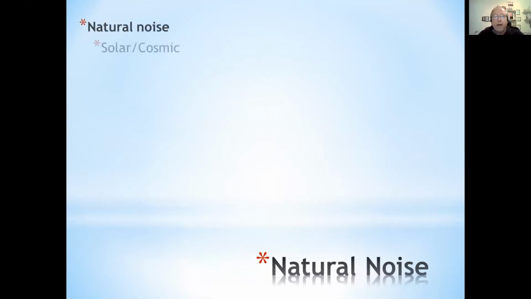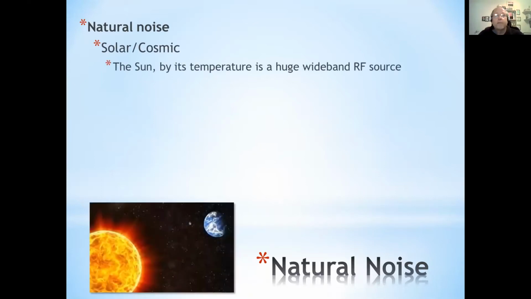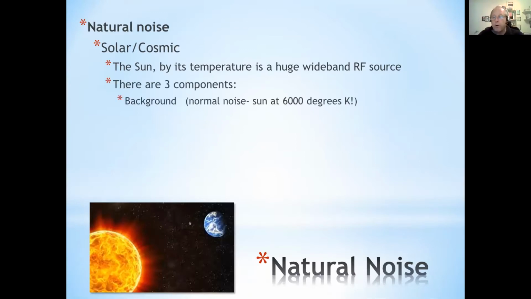Let's talk a little bit about natural noise. Natural noise is either primarily solar or cosmic. The sun itself is a huge wideband RF source, basically from DC to light. It operates with 3 different components of noise that it puts out. There's what's called background noise.